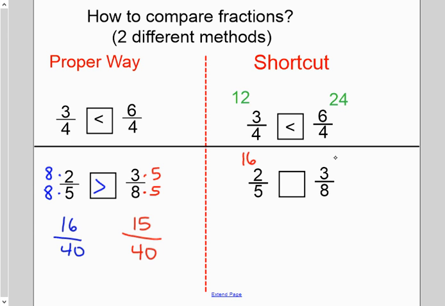5 times 3 is 15. And you'll notice that 16 is bigger than 15. So 2/5 is still greater than 3/8. So two different ways to get the same answer.